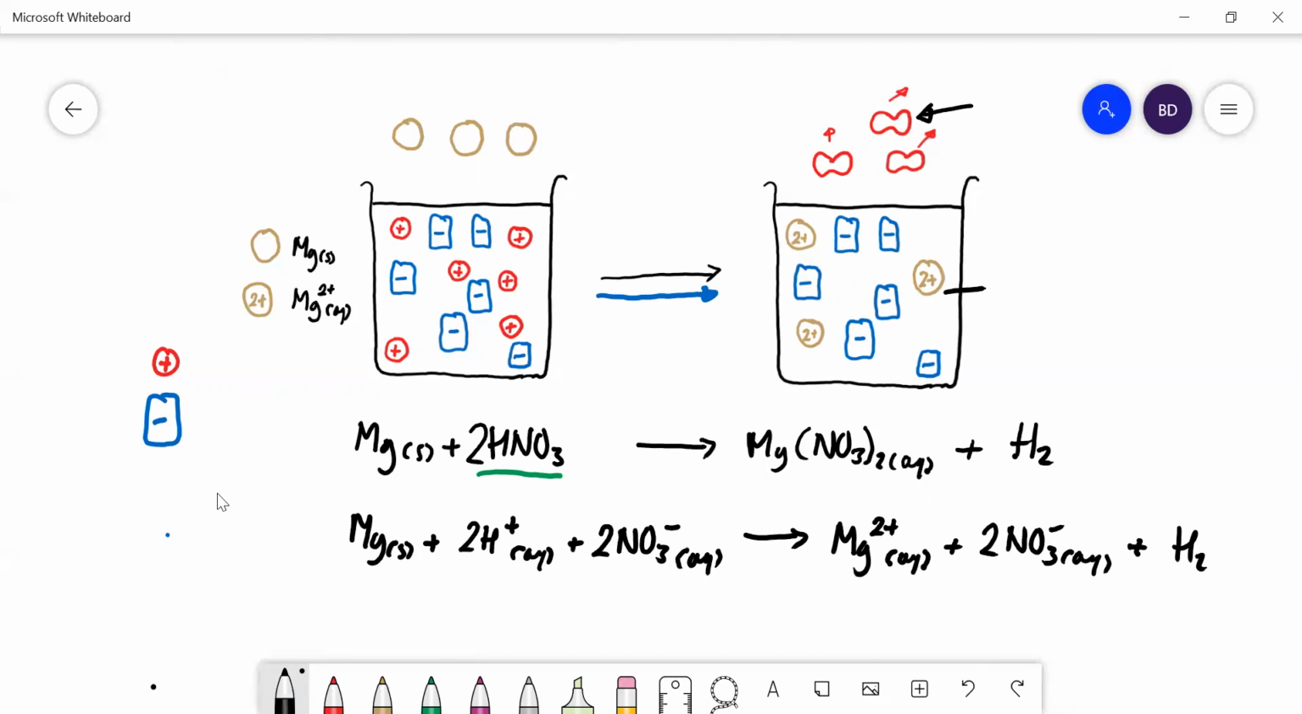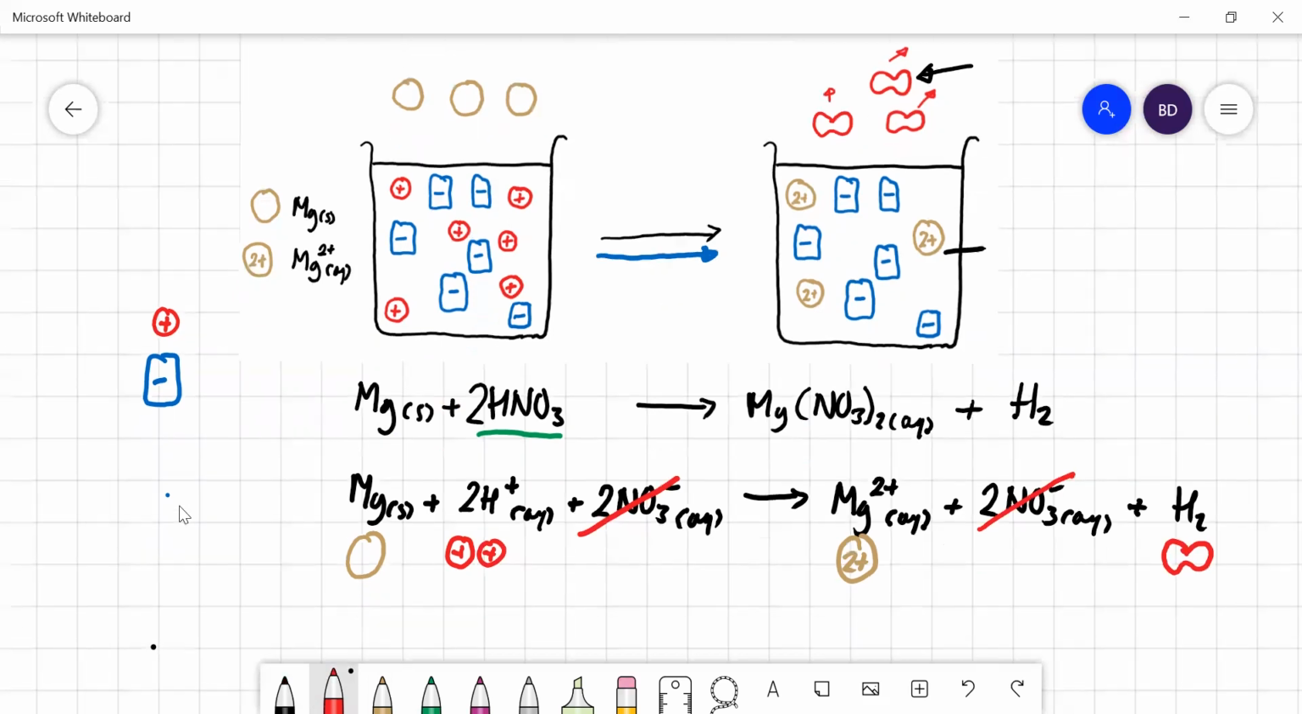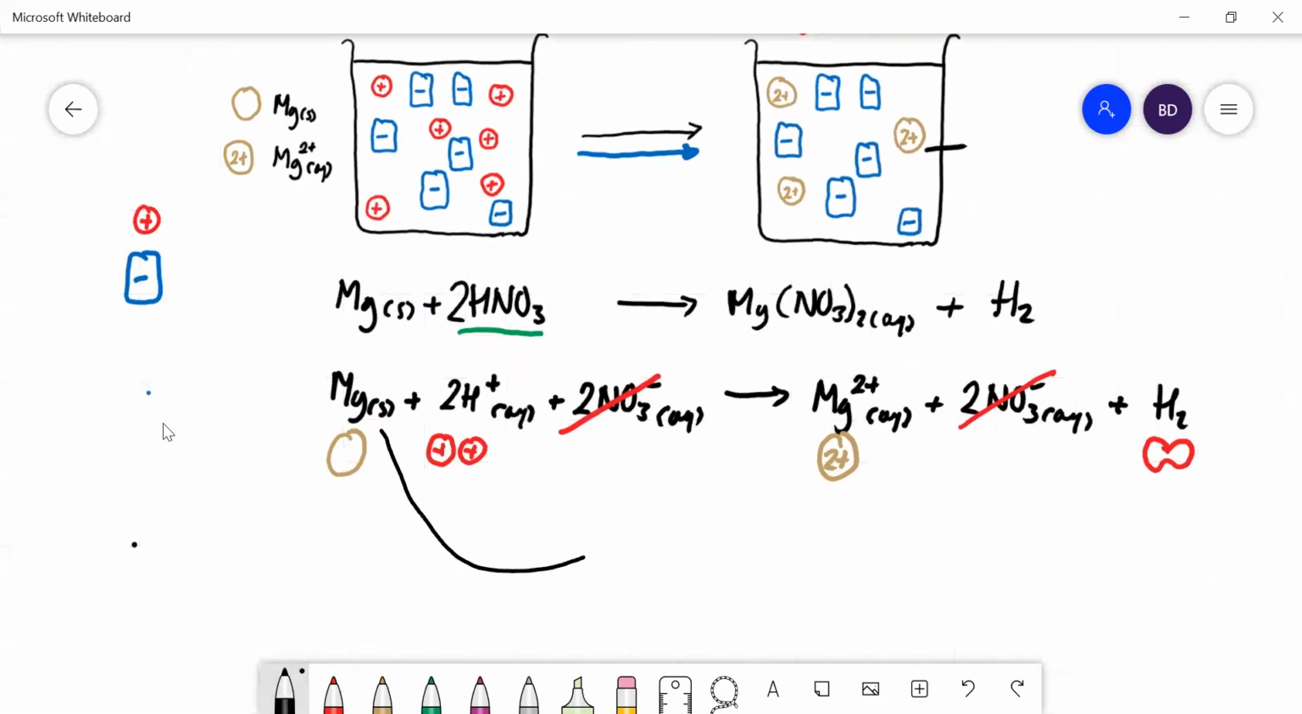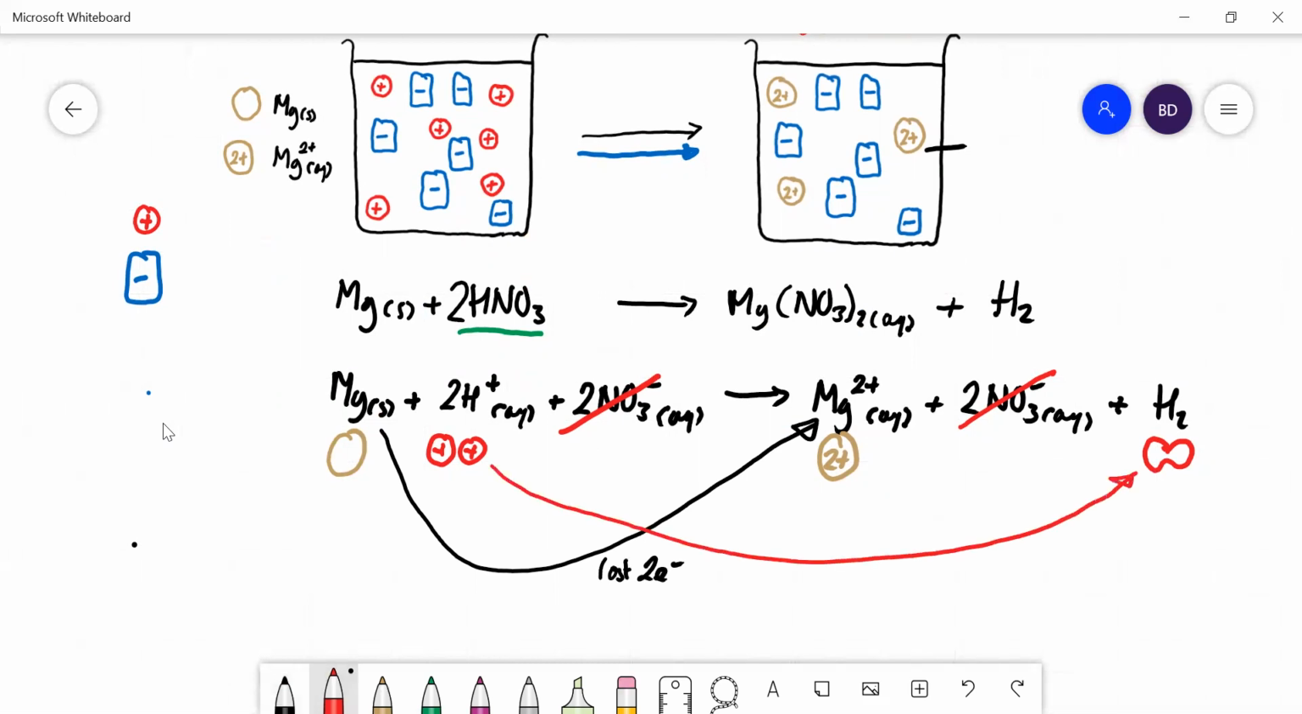So if we put the symbols in here, we've got magnesium turning into magnesium 2 plus. The hydrogens, well, we've got 2 of those, and they've turned into a hydrogen molecule. But the nitrates haven't done anything. They've just stayed the same. They're spectator ions. So we can see the magnesium, Mg to Mg2 plus, has lost 2 electrons. And each of those hydrogen ions has gone from H plus to no charge at all, so each one has gained 1 electron. So what's happened here is the magnesium atoms have transferred electrons to the hydrogen ions. Very similar to the last one.